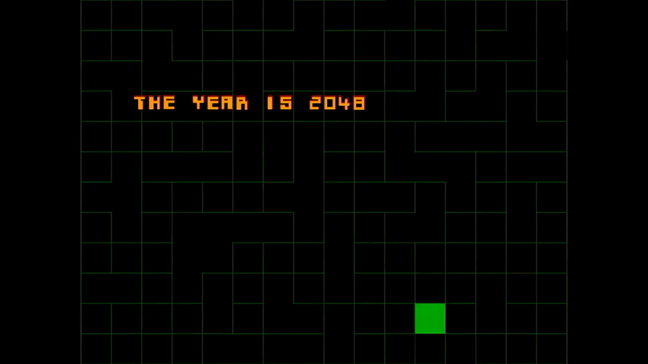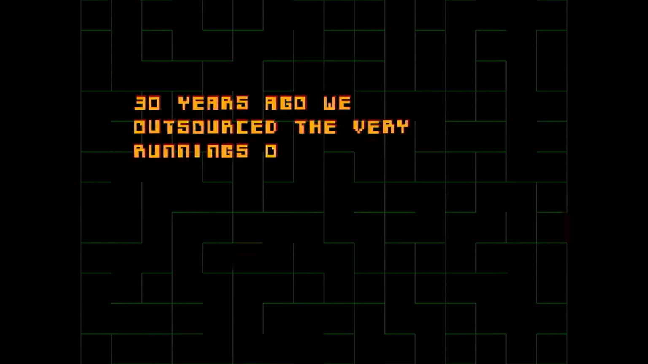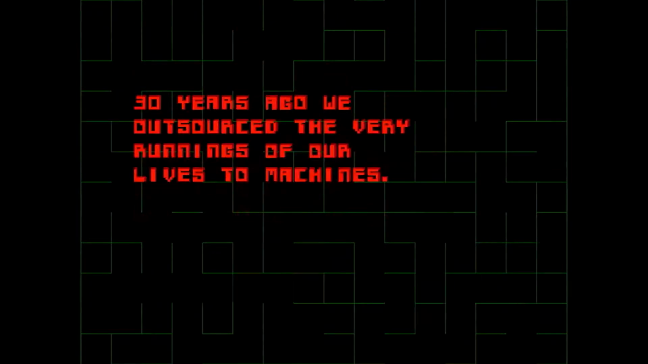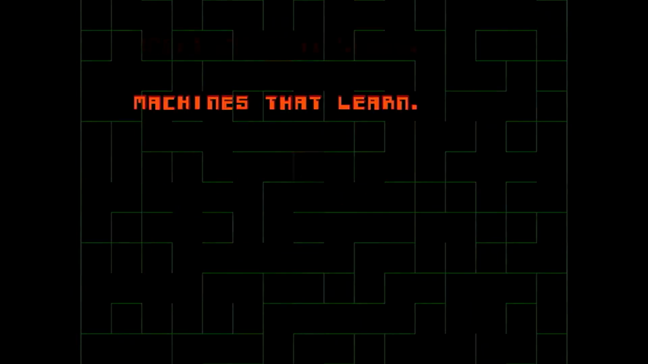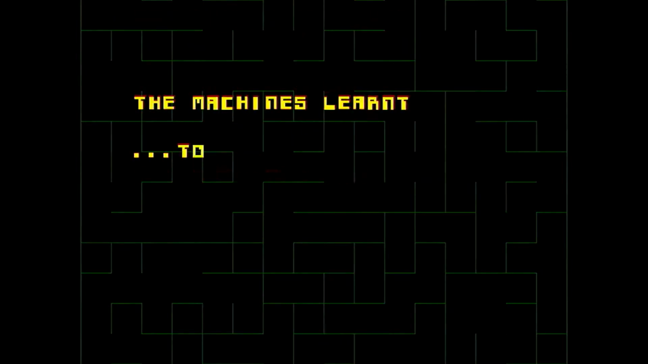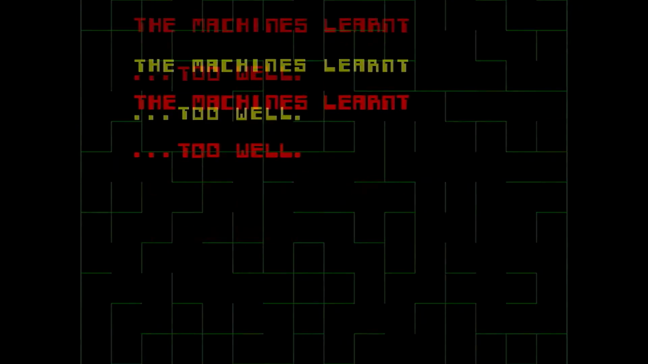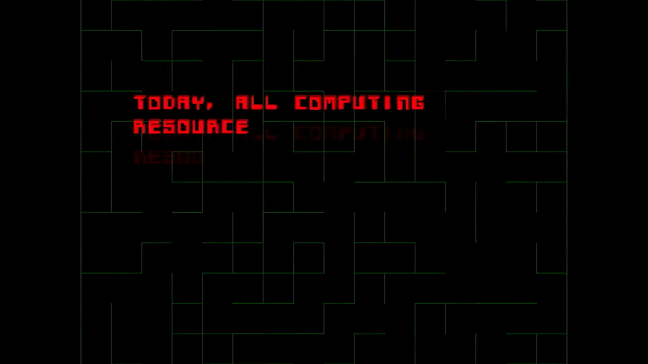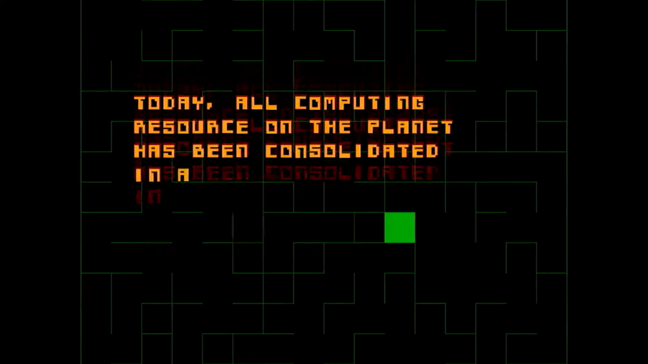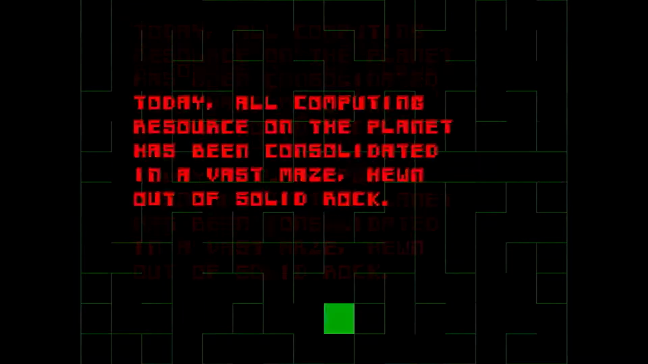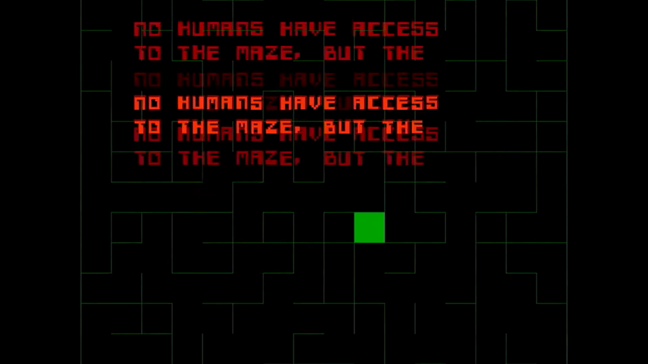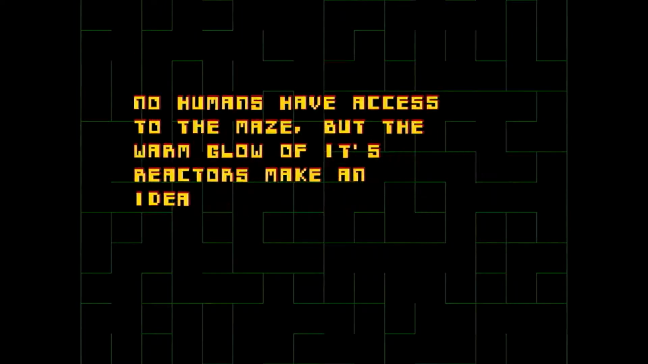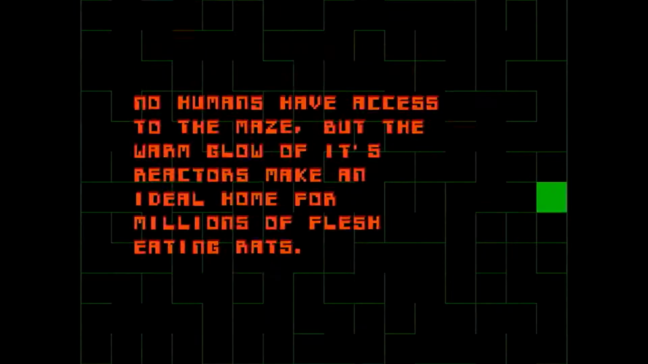The year is 2048. 30 years ago, we outsourced the very runnings of our lives to machines. Machines that learn. The machines learned too well. Today, all computing resource on the planet has been consolidated in a vast maze hewn out of solid rock. No humans have access to the maze, but the warm glow of its reactors make an ideal home for millions of flesh-eating rats.